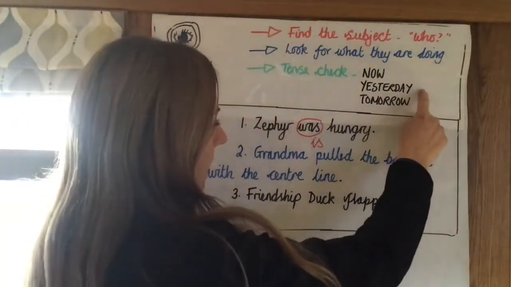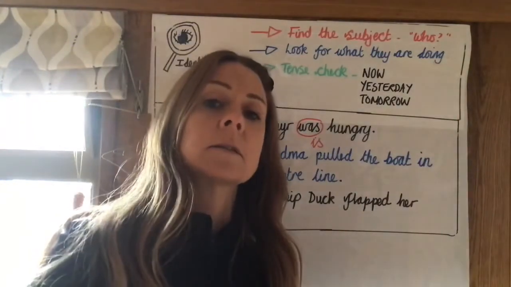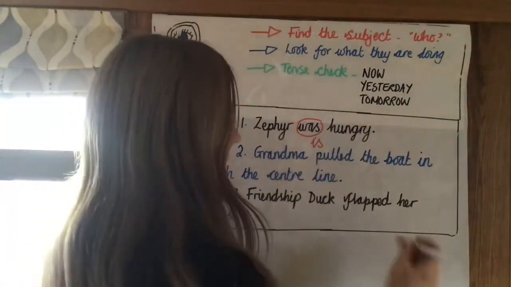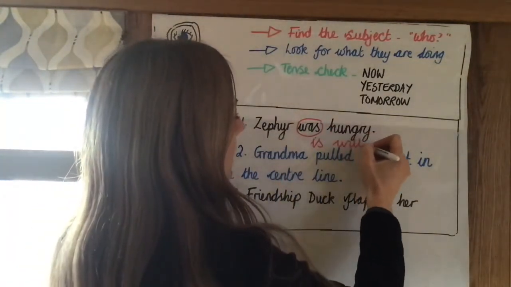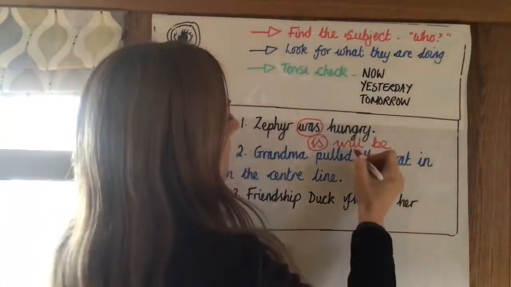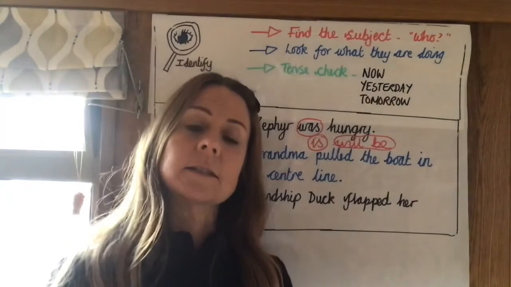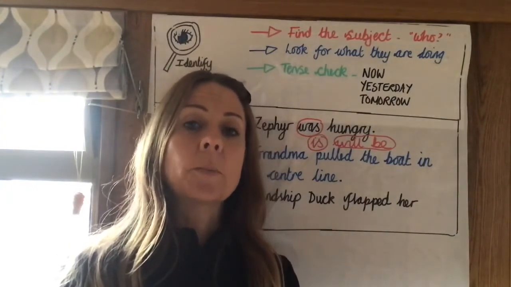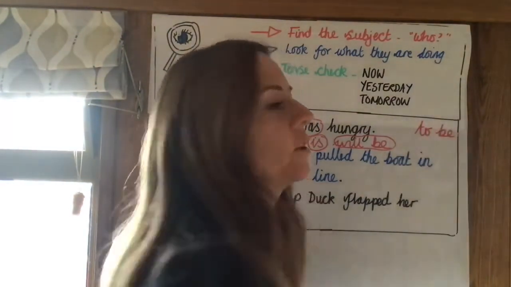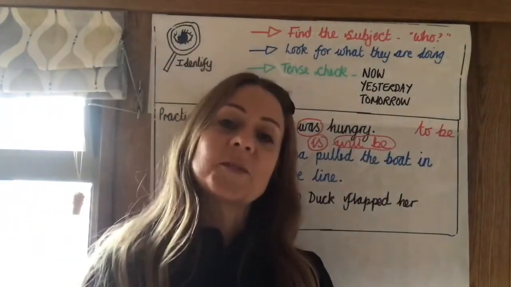Let's just try it with yesterday. Yesterday Zephyr was hungry. Well, this sentence is already written in the past, so nothing is changing. Tomorrow Zephyr will be hungry, or is going to be hungry. So is puts it in the present tense. Will be puts the sentence in the future tense. And was puts the sentence in the past tense. And it's from the verb to be. So there is a verb to be in its simple form. And when you change tense, it changes to was, is, and will be. So was is the verb.